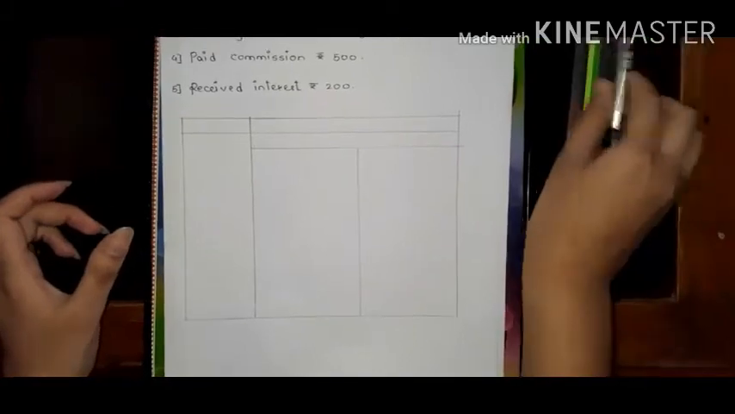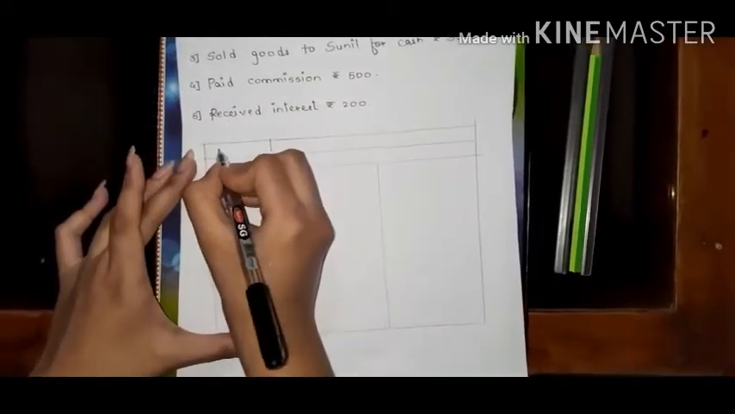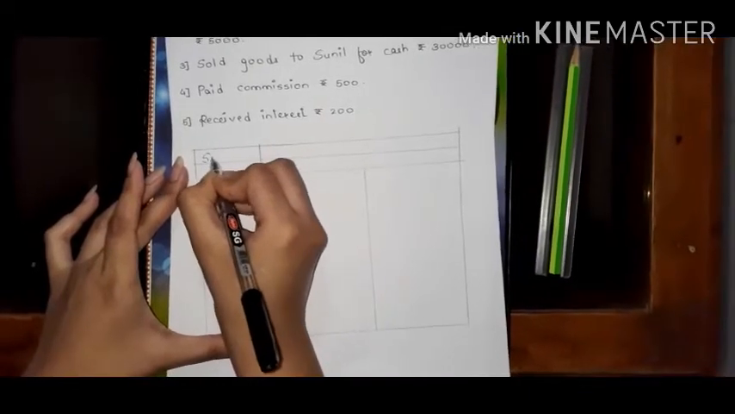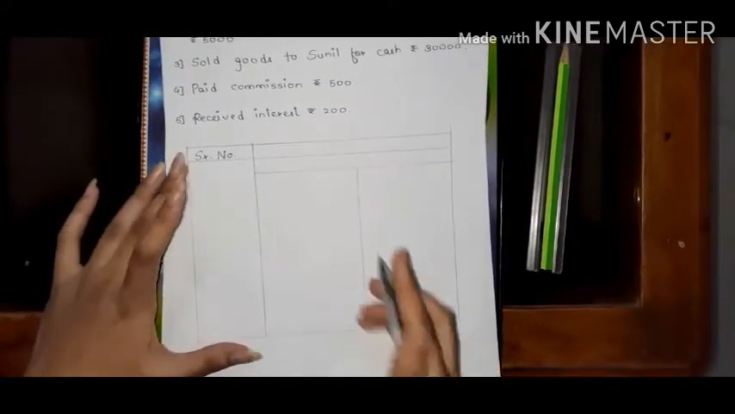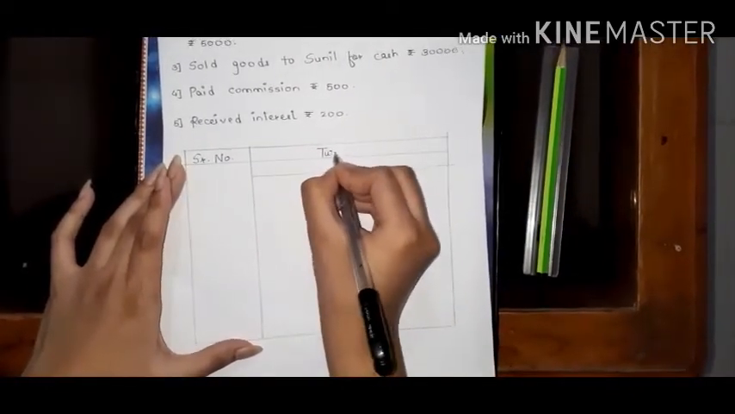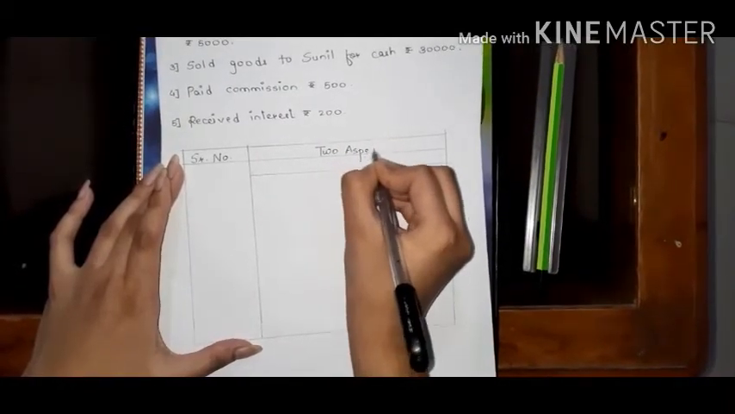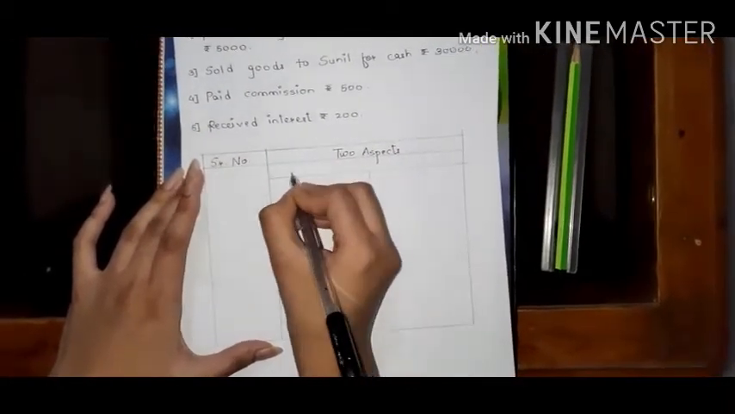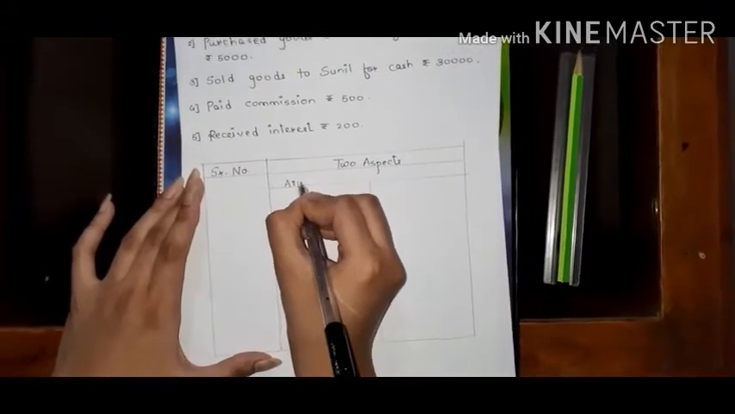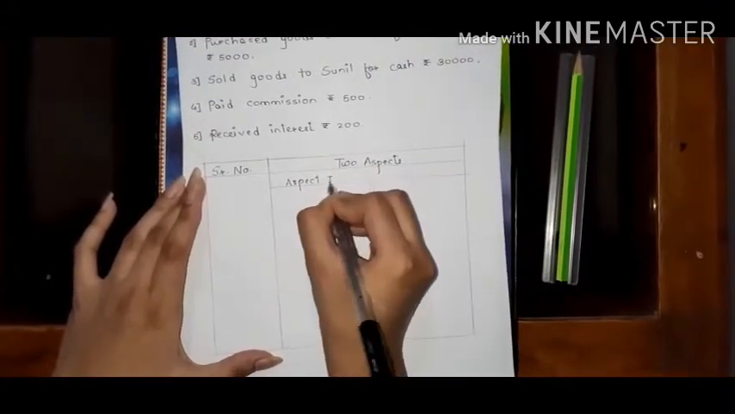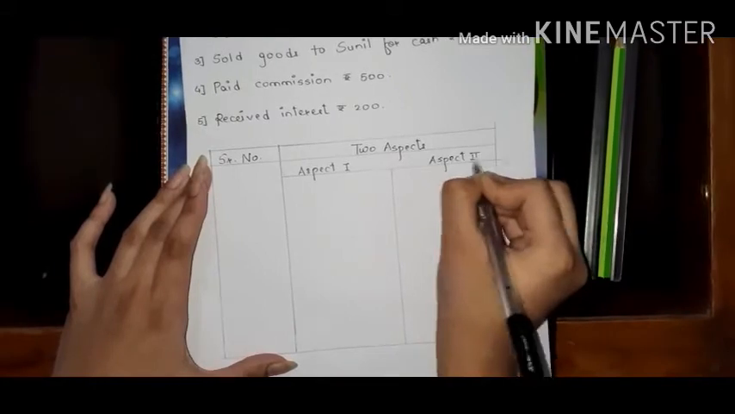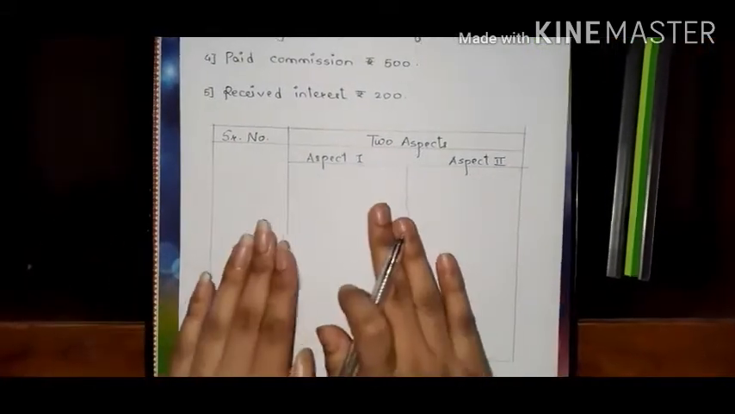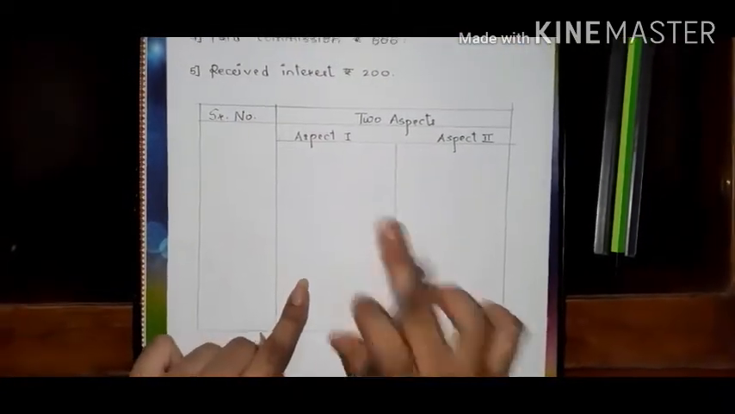Now we have to name what we have to write over here. The first thing we are going to write is serial number. We have to number the transactions, so we write here serial number. Now 2 aspects we have to record, so aspect 1 over here, and aspect 2. Okay, so this is how the format over here is drawn. We have to post all the entries over here.